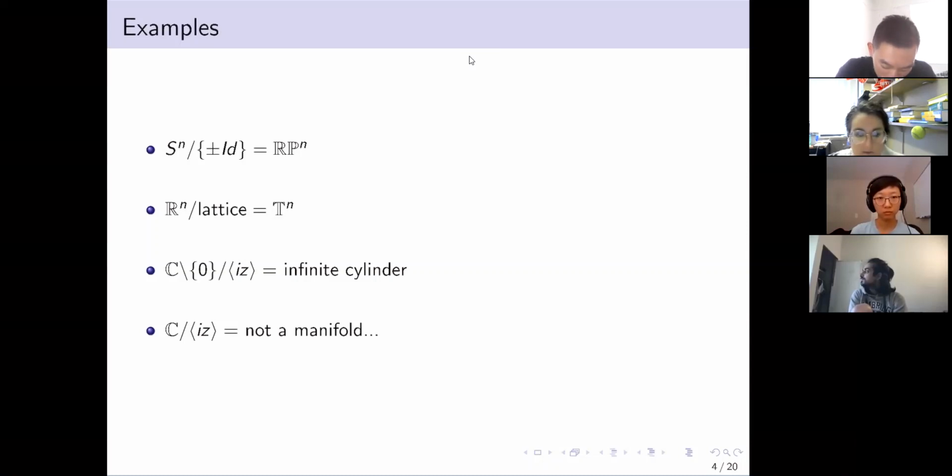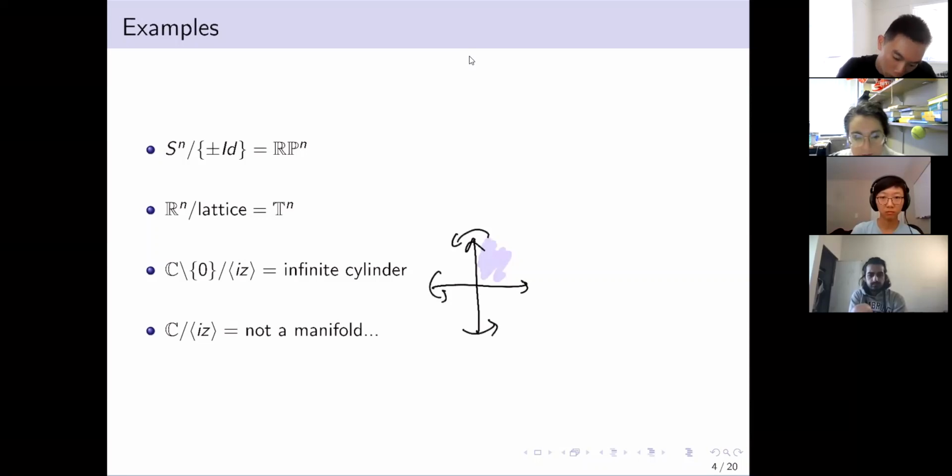Then basically I have the plane, and this quadrant gets mapped to the other quadrant over here, and so on and so forth. I can look at one of the quadrants. This will be the fundamental domain. And then this boundary and that boundary get identified. When that is the case, I have something like an infinite cylinder. It is still a manifold.